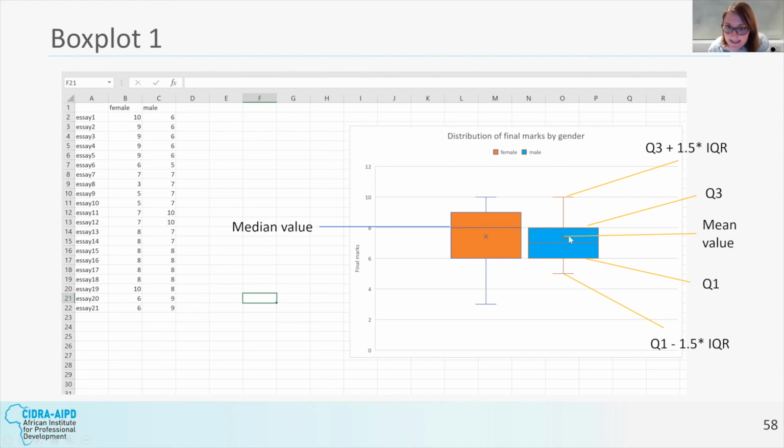Also, we can see that here the mean is quite close to the median, so we don't expect the presence of too many extreme values, which may somehow skew our distribution.